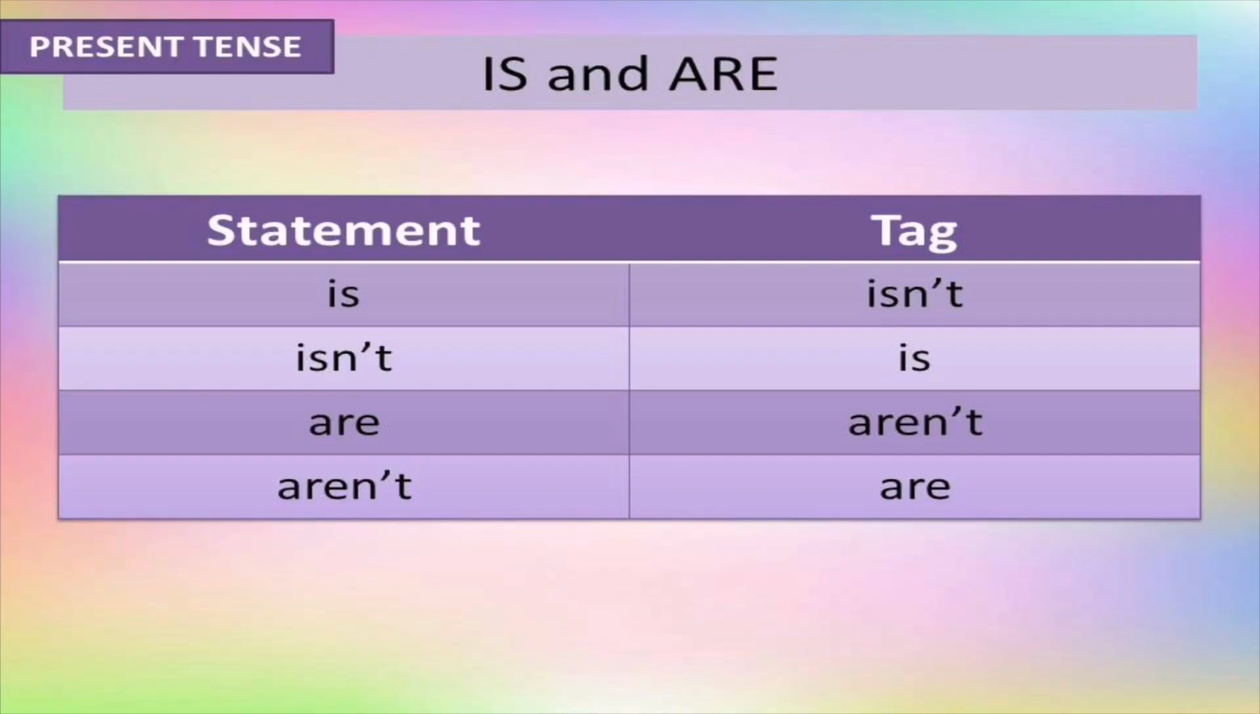The first one I'm going to introduce is is and are. These two words show present tense. Look at this table. Is, isn't, isn't, is. As I said before, positive, negative, negative, positive. That is for singular subjects. And then for plural subjects, are, aren't, aren't, are. Once again, positive, negative, negative, positive. Now, I want to show you the sentence examples.